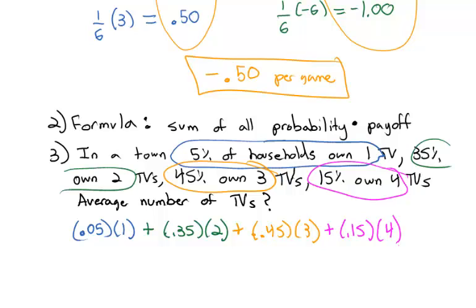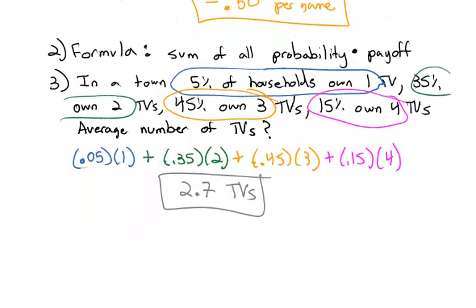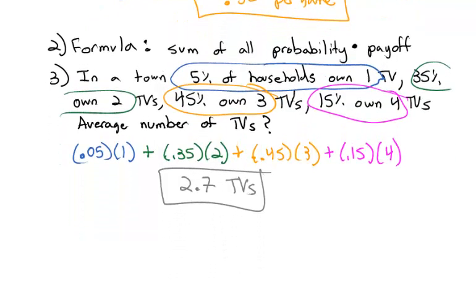And then we can grab our handy calculator to calculate 0.05 times 1, plus 0.35 times 2, plus 0.45 times 3, plus 0.15 times 4. And we find out the average household in this town seems to have about 2.7 TVs. So 3 wouldn't surprise us, 2 would be less likely, but probably closer to 3, more likely to get 3, but we might end up with 2 in a random house, 2.7 TVs per household.